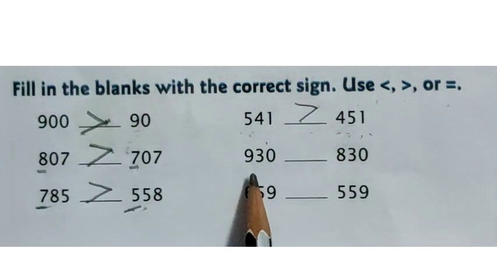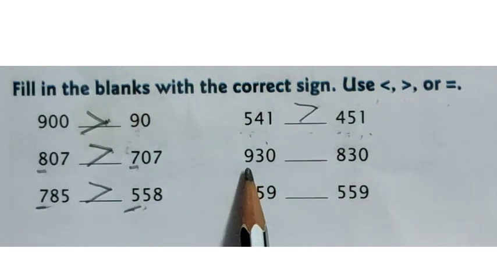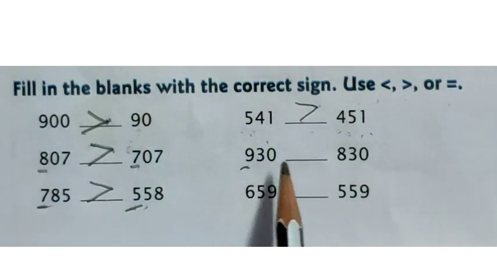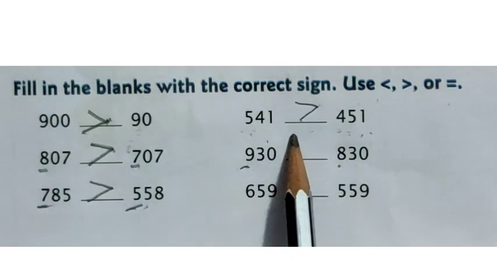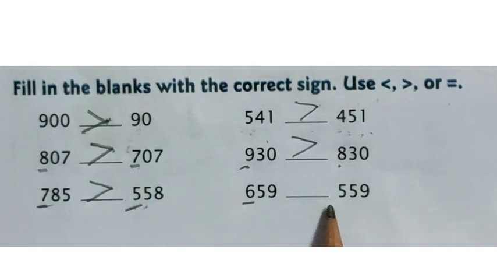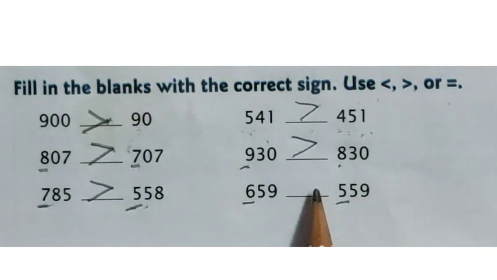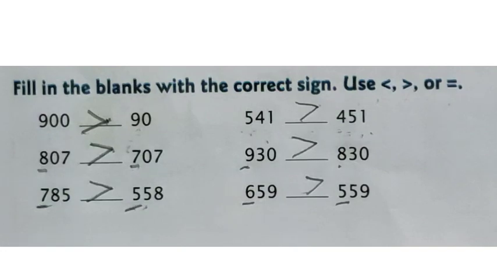Now next, 930 and 830. Here in the hundreds place we have 9 and here we have 8. So 8 is smaller than 9. So it is the greater than sign. And here 659 and 559. Here 6 and here 5 in the hundreds place. So 659 is greater than 559.